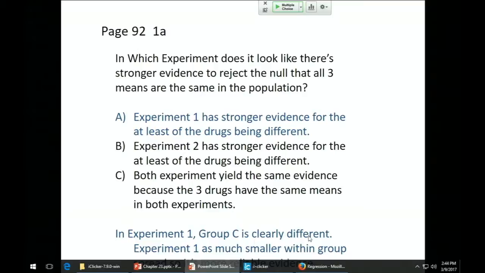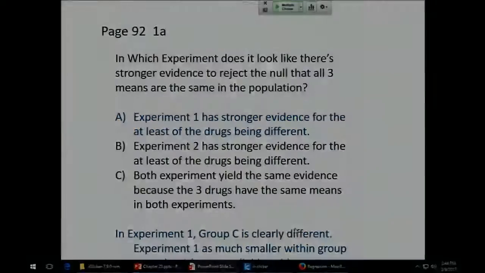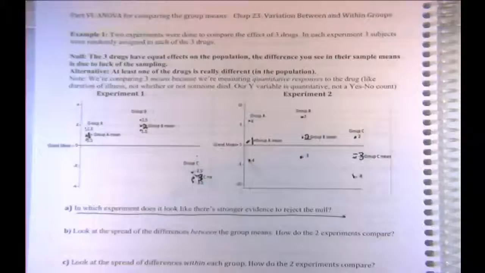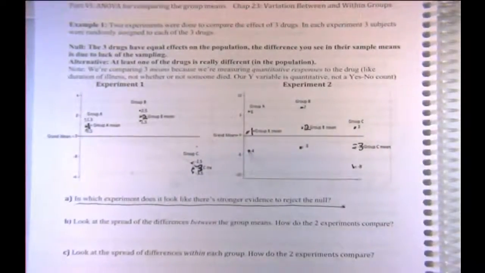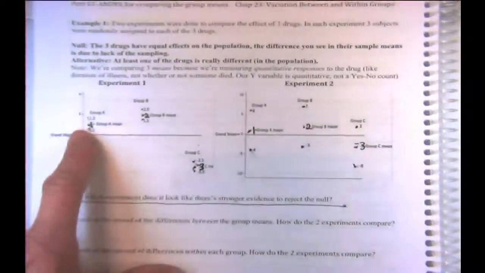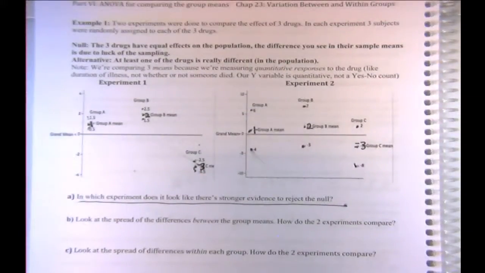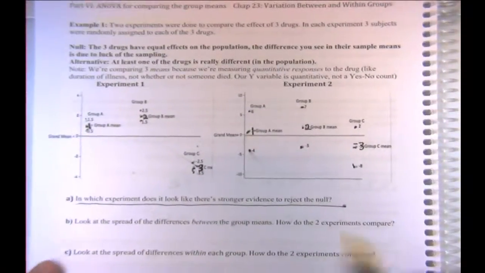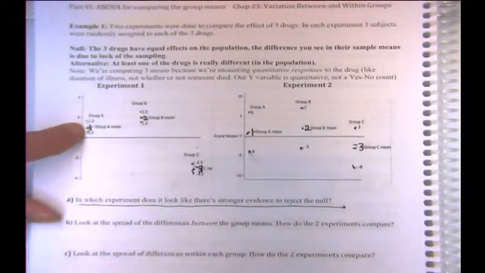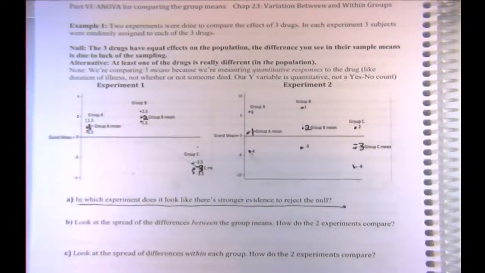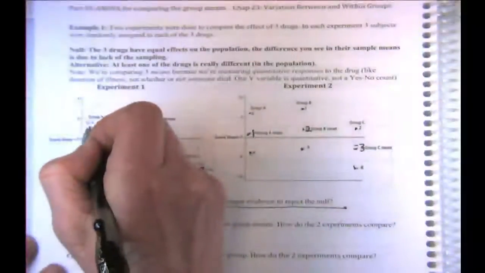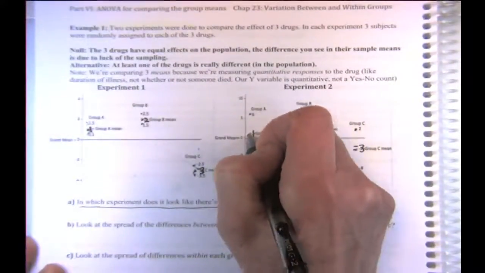So let's go to our document camera and look. What I'm talking about is this error inside here is much smaller. What is the error? The error is this. It's the spread around the group mean. So we're making a prediction. Our model for group A is 1 in both of them, right? We're going to predict 1.